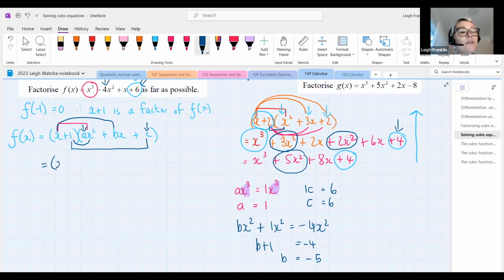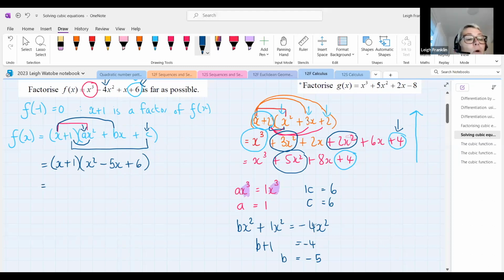Okay, so that means we've got x plus 1 times 1x squared minus 5x, and then our c value was plus 6. Okay, so that's how we would work it out. Amatle, you're going to try another example on your own.